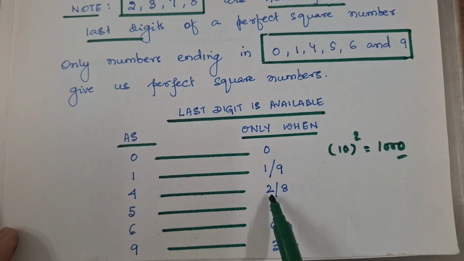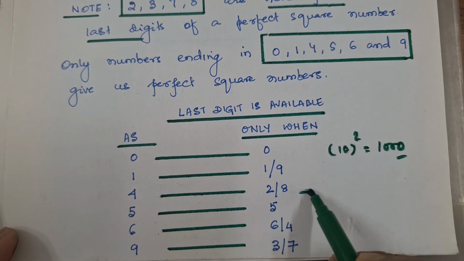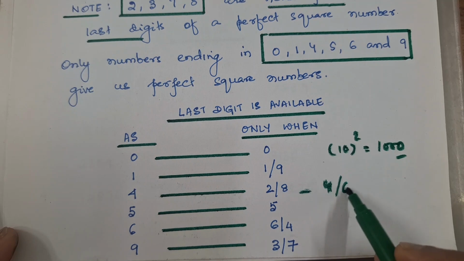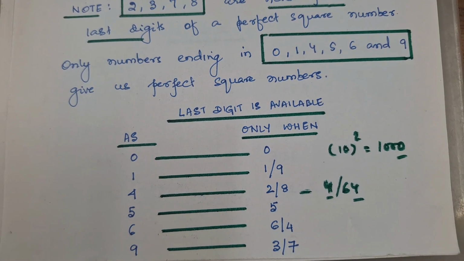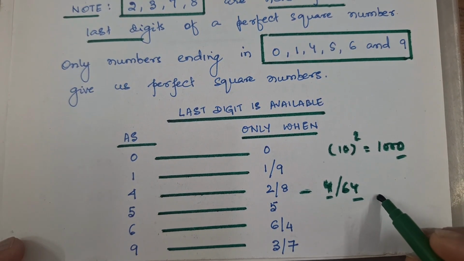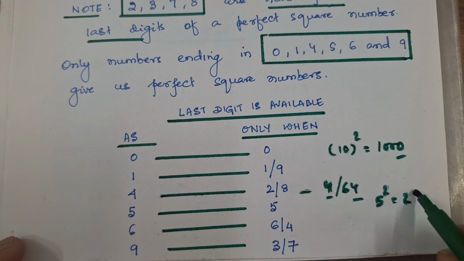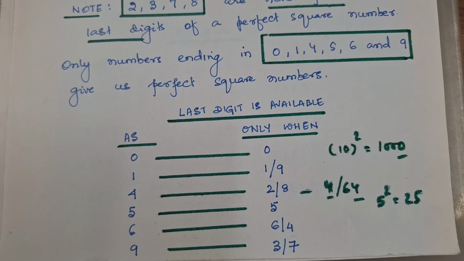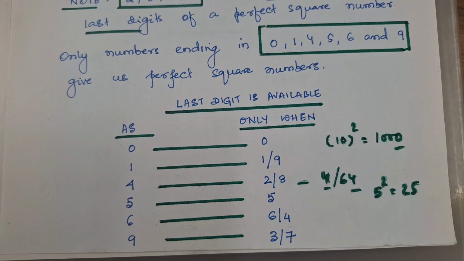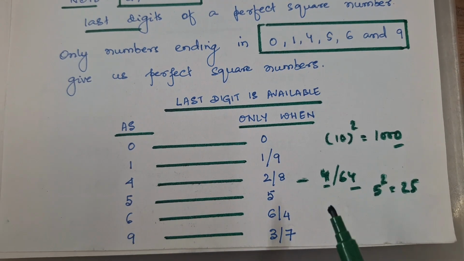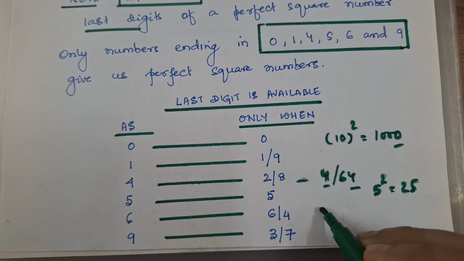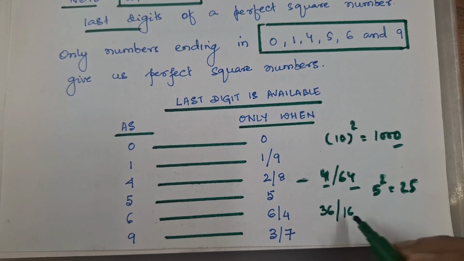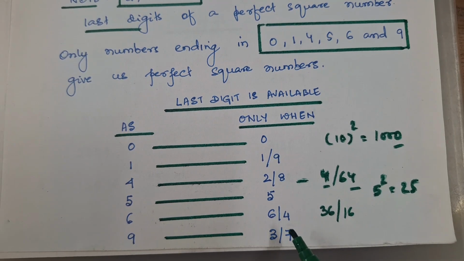4 you will get when the number ends in 2 or 8, because 2 square is 4 and 8 square is 64. What are the last digits here, students? 4. Next, where will you get 5? Only when the number ends in 5, that means 5 square is 25. Next, 6 you will find when the number ends in 6 or 4. Why? Because 6 sixes are 36 and 4 fours are 16. So when the last digit is 6, then only you will get this perfect square number.